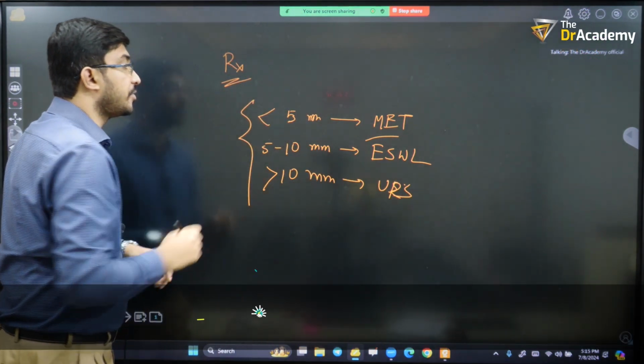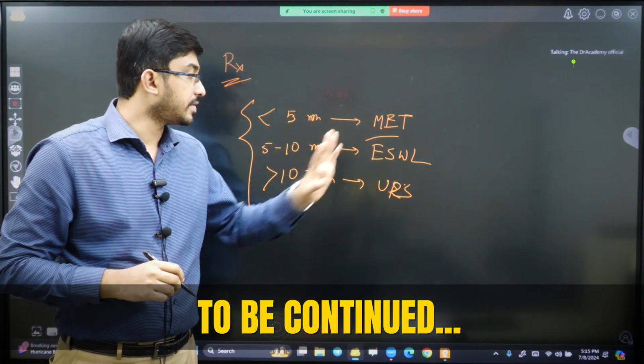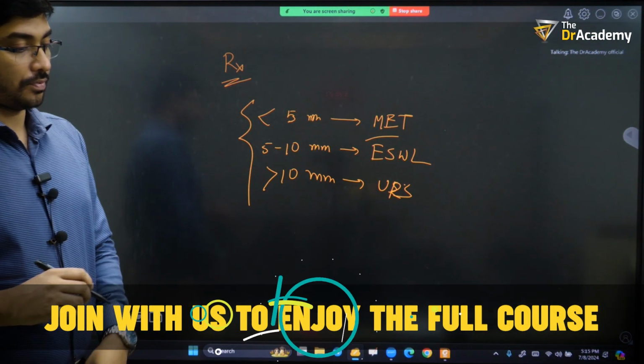So this is the treatment of ureteric stone. Less than 5 millimeter, medical expulsion therapy. 5 to 10 millimeter, SWL, and more than 10 millimeter, ureteroscopic removal of stone.